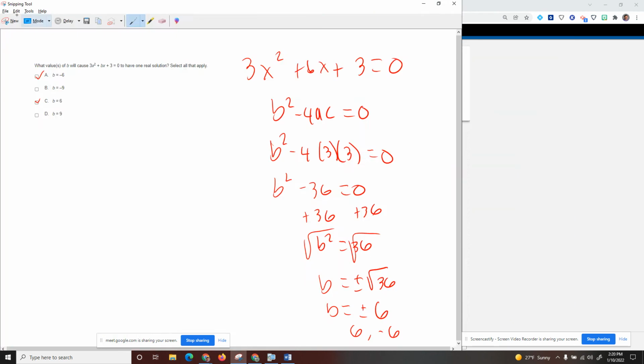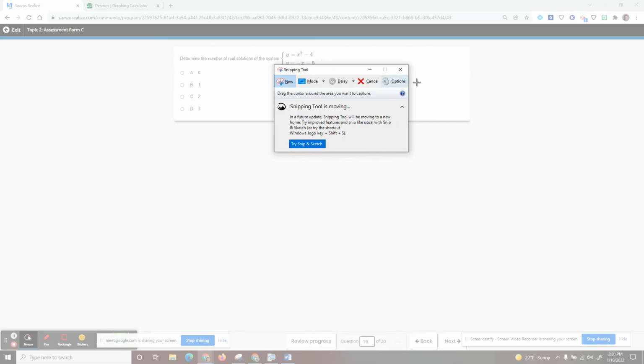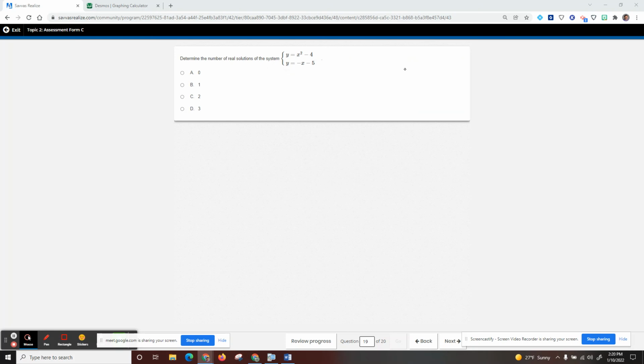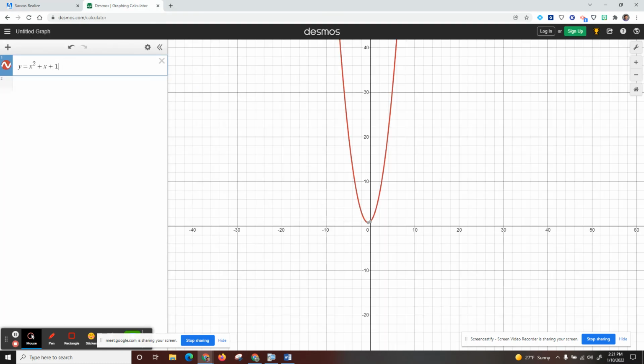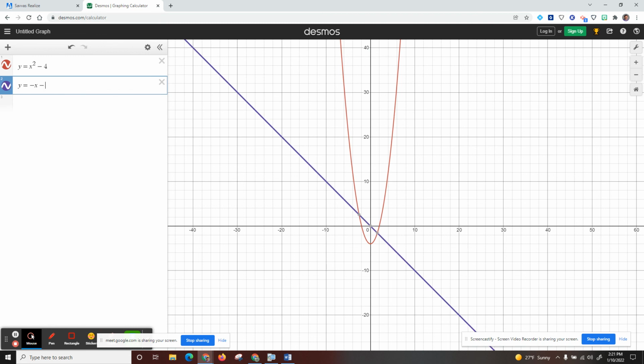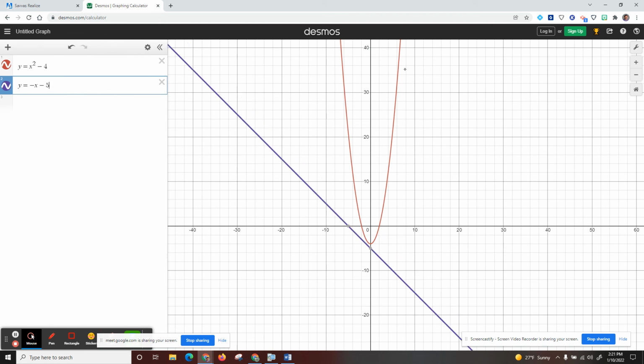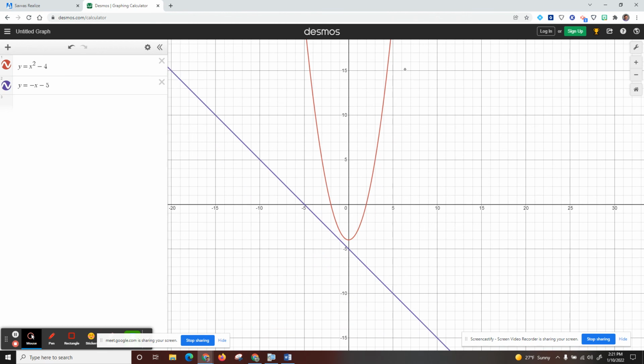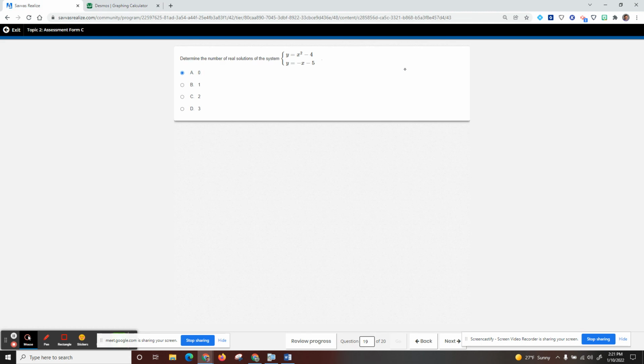All right, number 19. Actually, I need to use this. Determine the number of real solutions for the system. We're going to graph this. Where they intersect, or how many times they intersect, is how many solutions you're going to get. So the first one is y equals x squared minus 4. The other one is y equals negative x minus 5. So if you see here, they don't intersect. So there are 0 solutions for this system.